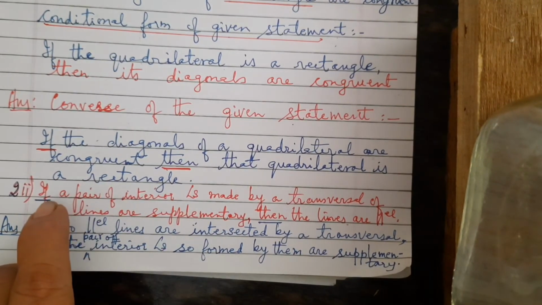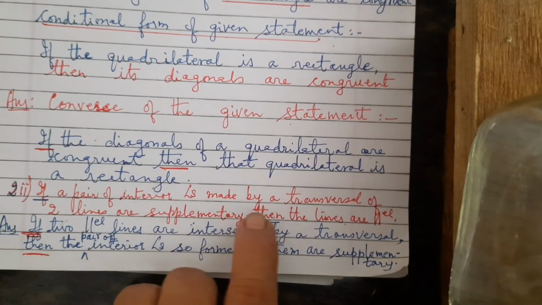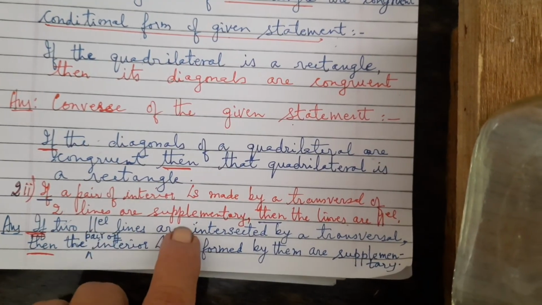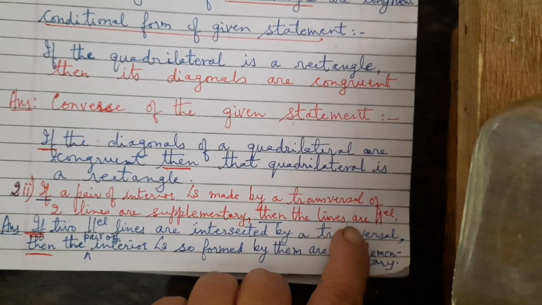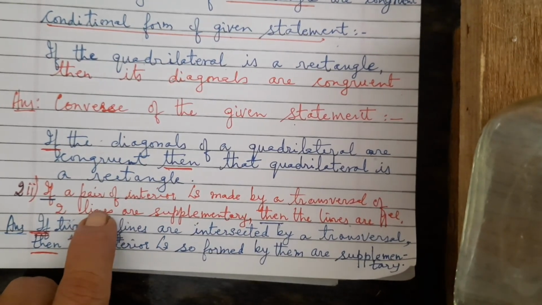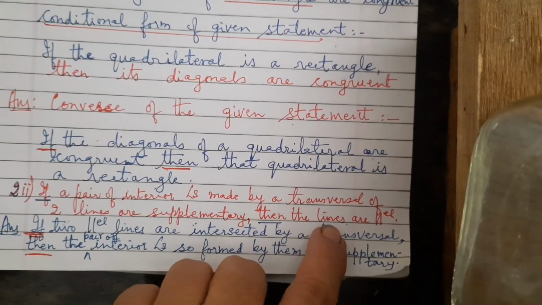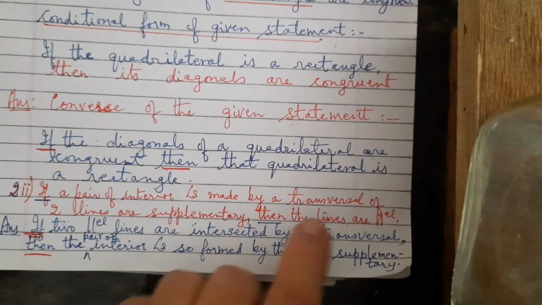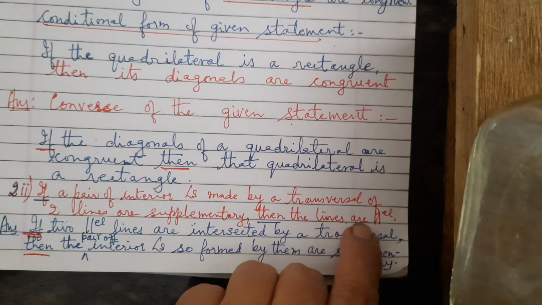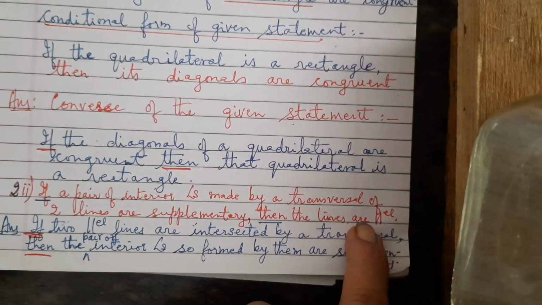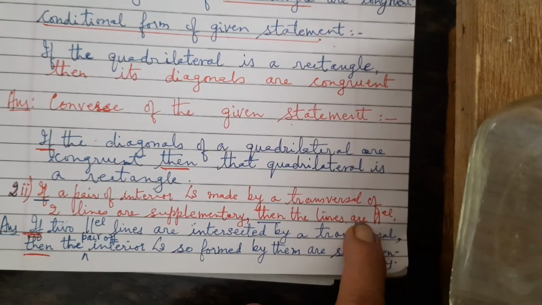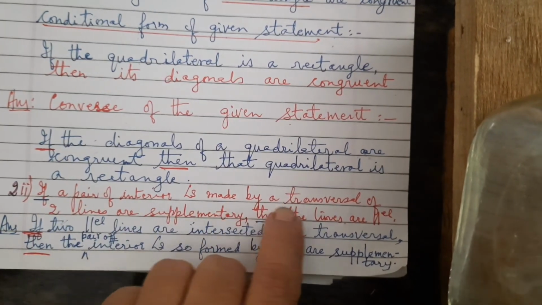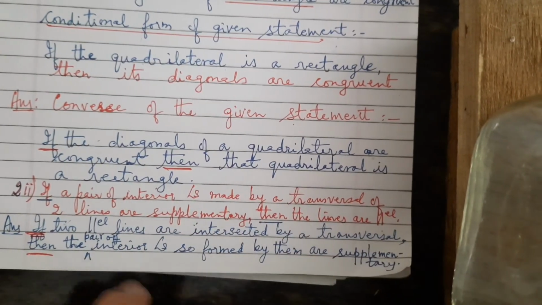But the given statement is saying, if a pair of interior angles made by a transversal of two lines are supplementary, then the lines are parallel. Now the given part, there are two lines. Then part, the lines are parallel. Now this then part becomes the if part. So the if part will mention the two lines are parallel and are intersected by a transversal. In the then part we'll say the pair of interior angles made by them are supplementary.